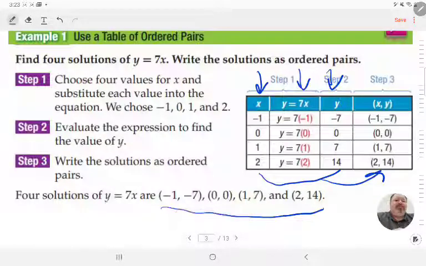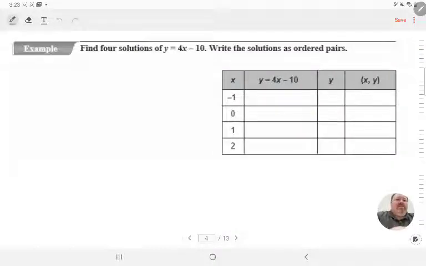Okay? All right. So let's do this one. So we have to find four solutions for y equals 4x minus 10. They give us the x's, so we just plug in what we know for x. So y equals 4 times negative 1 minus 10. That would be negative 4 minus 10, which is negative 14. So my ordered pair would be (-1, -14).